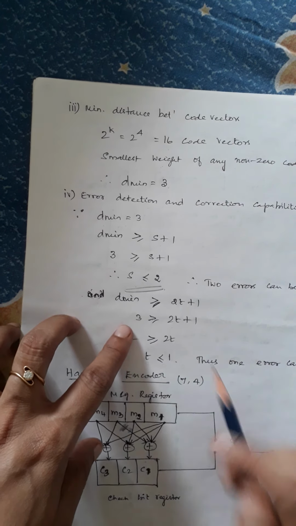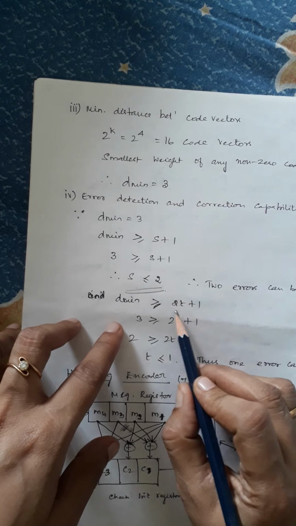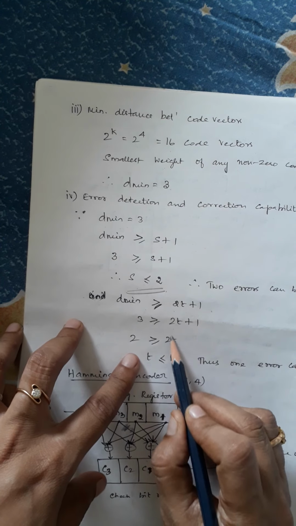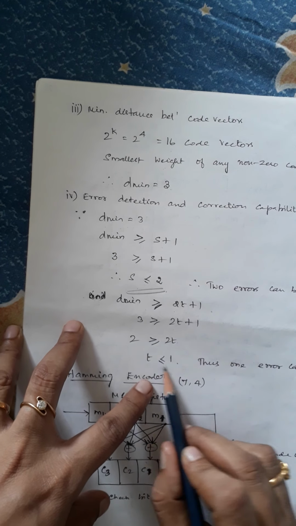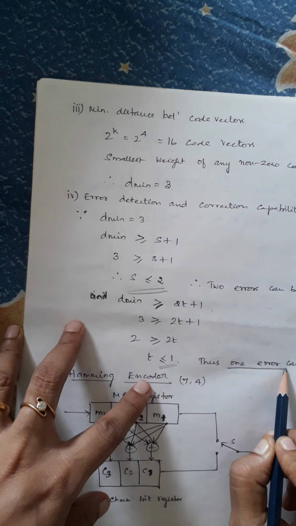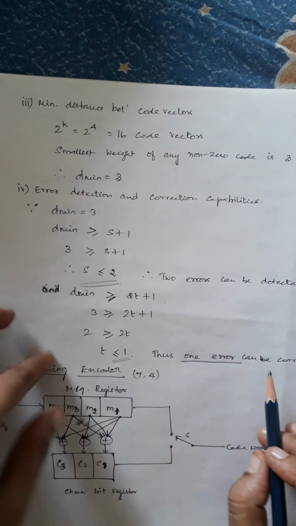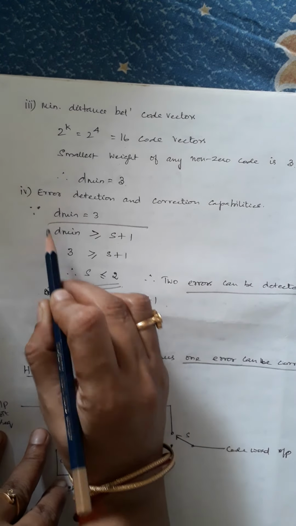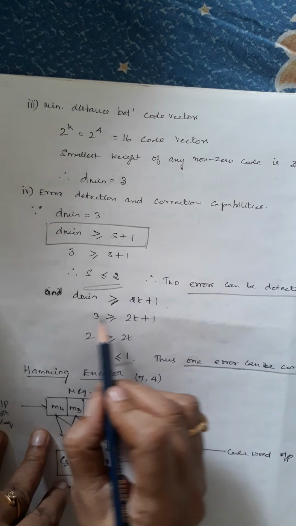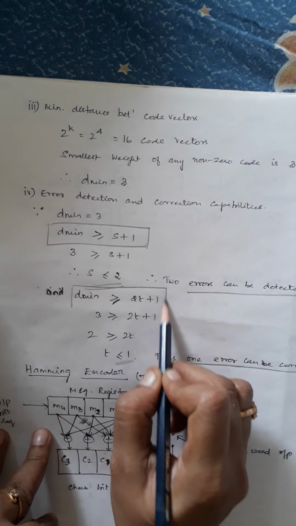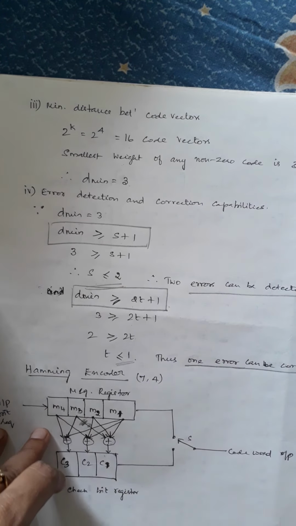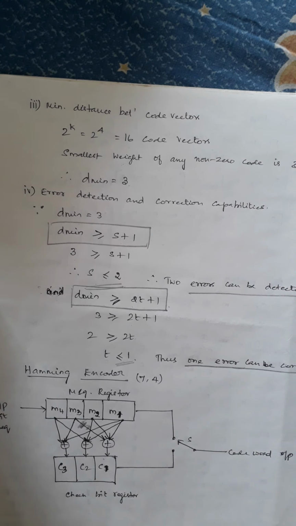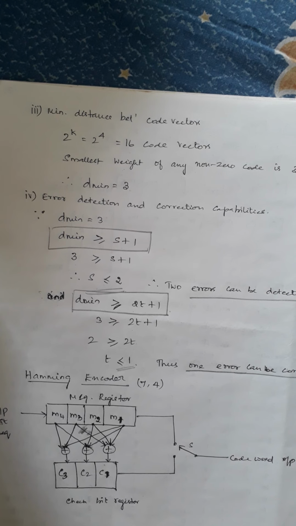And how many errors can you correct? For correction, D minimum is greater than or equal to 2t plus 1. Just substitute and find the t value, t is less than or equal to 1. So, one error can be corrected and two errors can be detected. Just note down these two formulas used for finding how many error bits can be detected and how many error bits can be corrected.